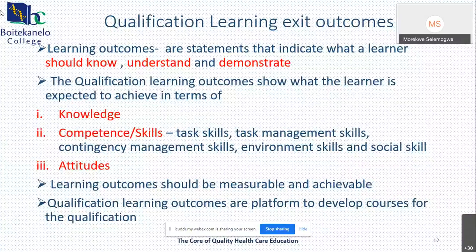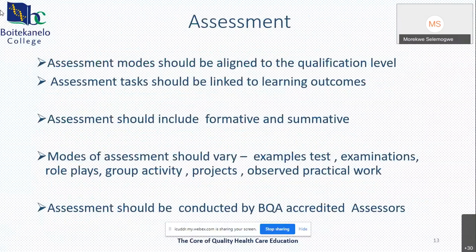Of course, we all know that outcomes should be measurable and achievable. In terms of assessments, the assessment should be aligned with the qualification level. So for the assessment modes, for a postgraduate diploma, what type of assessment do you give? Is it just a few MCQs? Is it critical thinking? Your assessment modes should be aligned to that level of qualification, and should also be linked to the learning outcomes. The learning outcomes provide the platform for how you are going to assess.